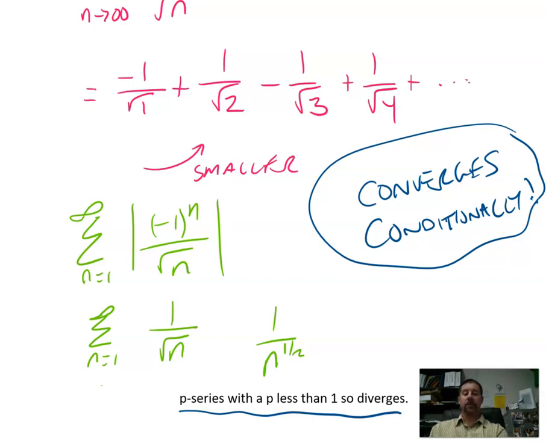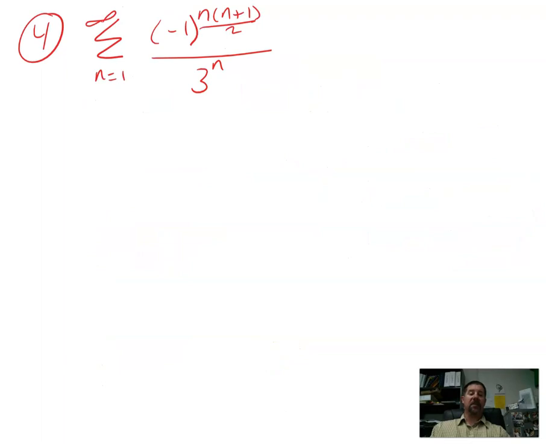All right, let's do another one. Here's another funny, weird one. I guess it's really number 3. Negative 1 to the n times n plus 1 all over 2, divided by 3 to the n. Again, the first thing I'm going to do is put this through the nth term test. As n goes to infinity, the top is just still going to be negative 1 to some power, so it's going to bounce back and forth between positive and negative. The bottom is going to go to infinity, so this will go to 0. So it passes the nth term test for convergence, so this could converge.